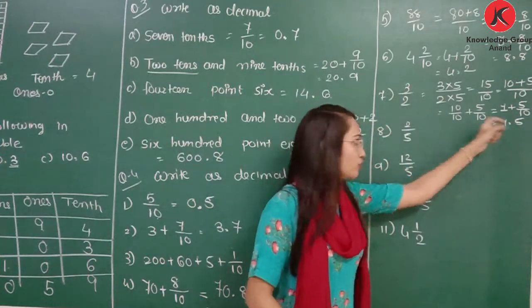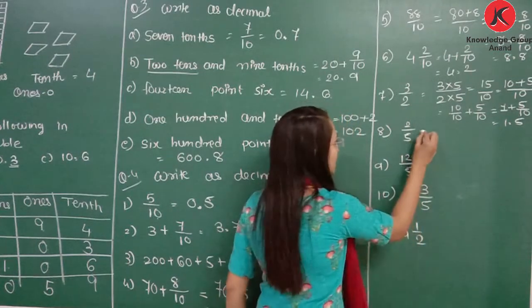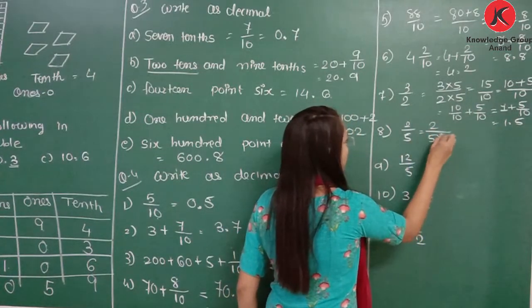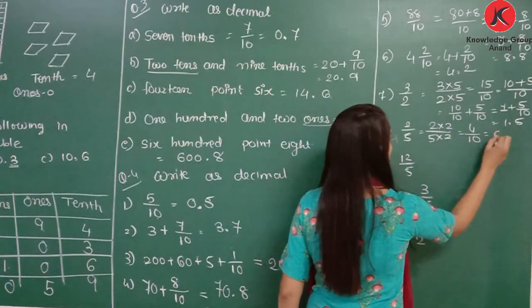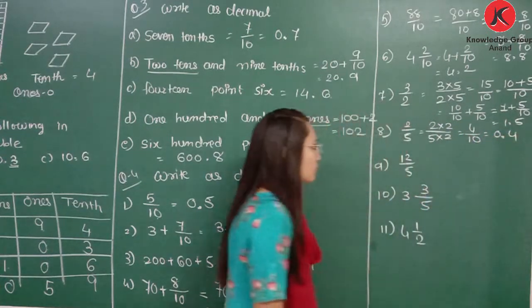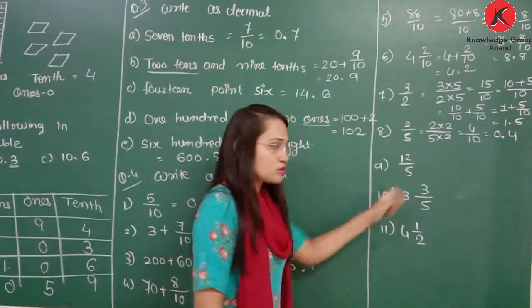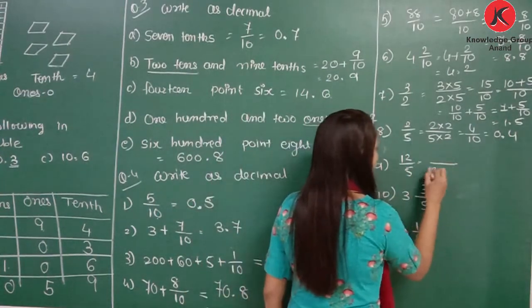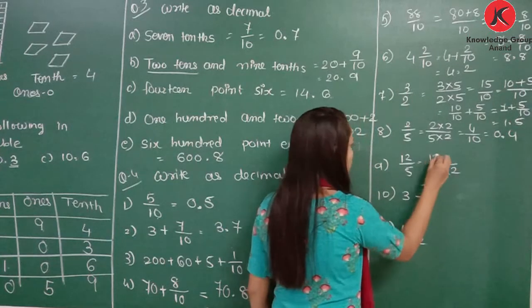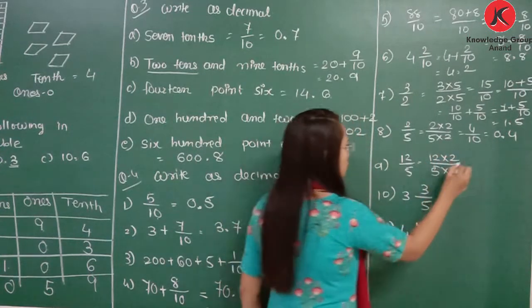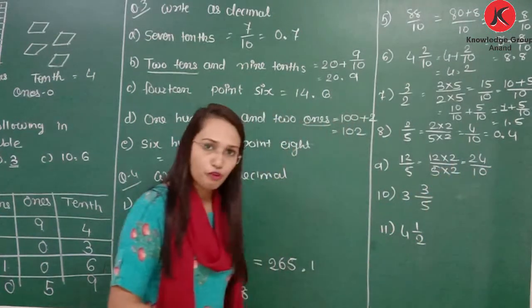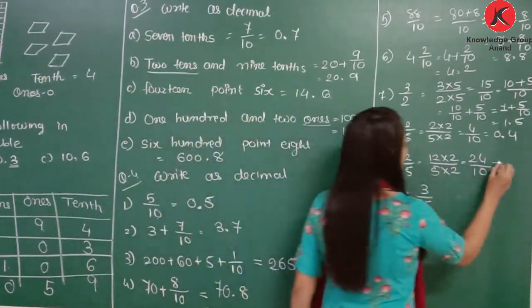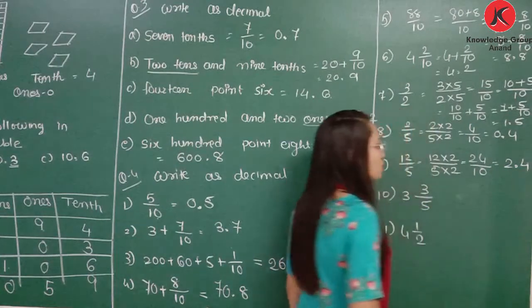Now 2 by 5 can be written as 4 by 10, so it is 0.4. Next, 12 by 5. So it is what? 5 is multiplied with 2 and 12 is also multiplied with 2. So it is 24 by 10. You can write 20 plus 4 by 10, or you can write directly 2.4. Then it is also correct.